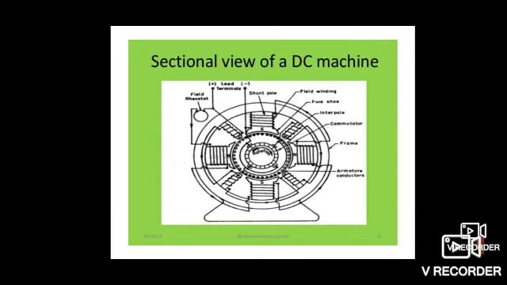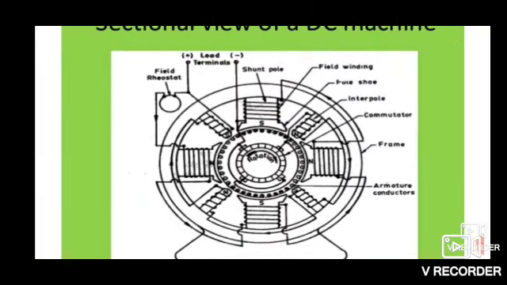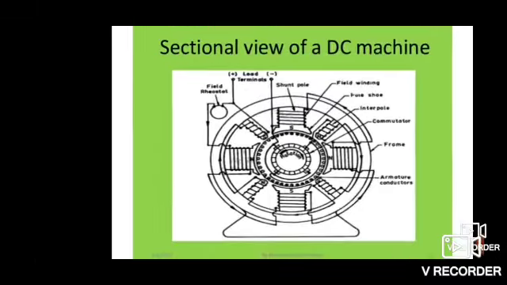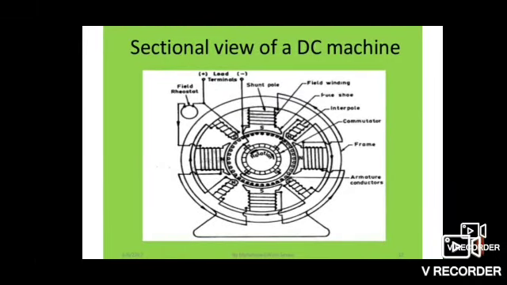So it is a sectional view of a DC machine. It consists of field winding, which is in the stator, then field rheostat, which will be outside the machine, then the field pole shoe, then interpoles, then commutator, then frame, then armature conductors. These are the essential parts of the DC machine. See the diagram, it is a cross-sectional view of the DC generator. Any DC machine can be operated as a generator or as a motor.